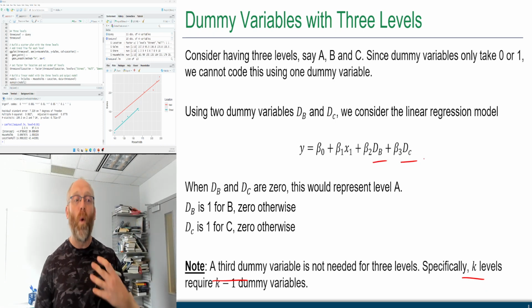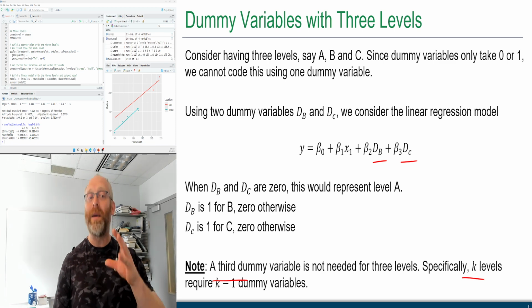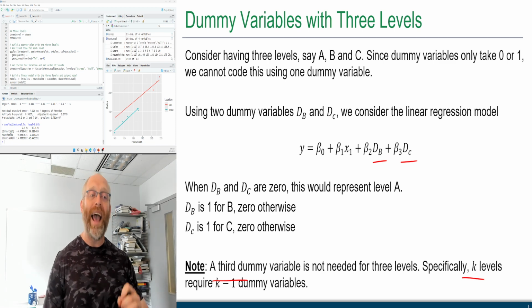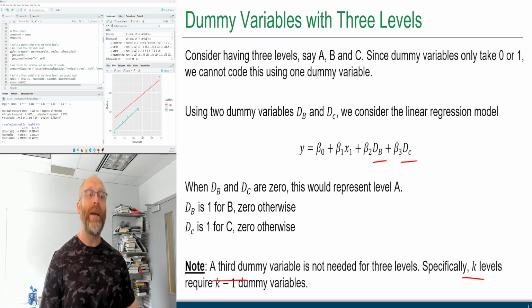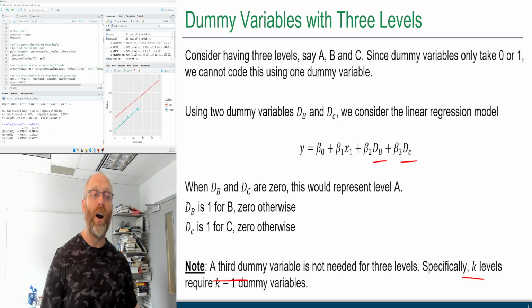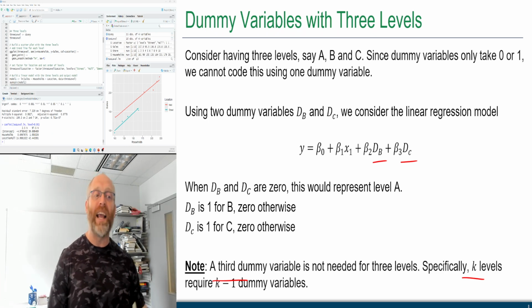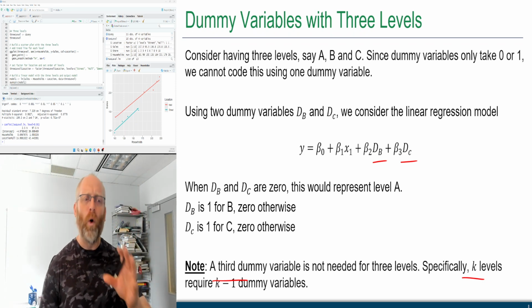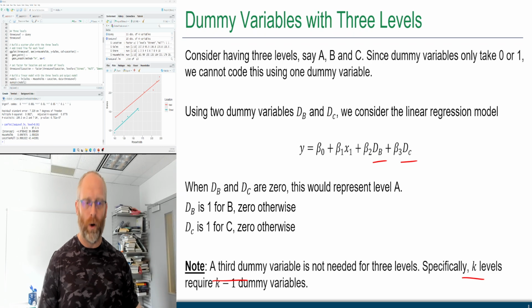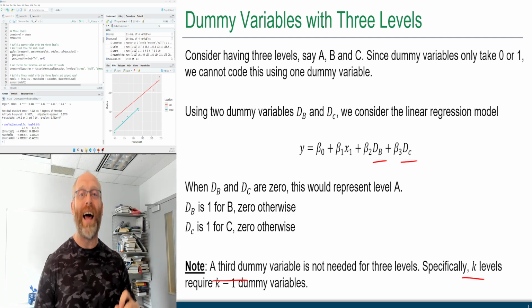So our model is y is equal to beta naught, that's going to be our intercept, plus beta 1 x1, x1 again being our numerical variable, plus beta 2, which is our scalar for D sub B, and beta 3, which is a scalar for D sub C. Okay, same as before when these things are 0. Because remember, it's a categorical variable. We can only be on one level at a time.